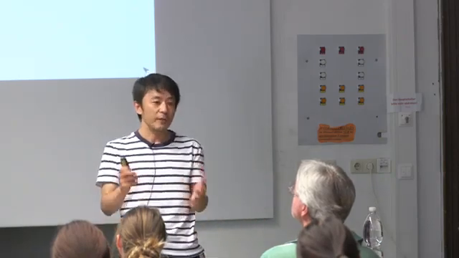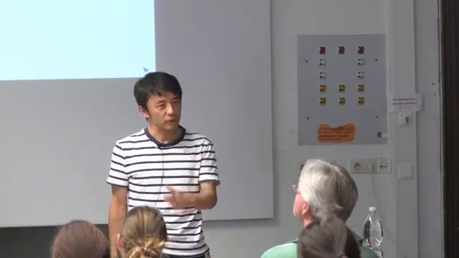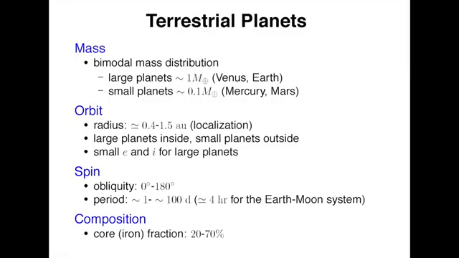So this probability also we like to explain during the course of formation. Let me recap briefly the important properties when we consider the origin of terrestrial planets. They have a bimodal mass distribution, so large planets and small planets, right? And orbits, the semi-major axis, in the inner part of the solar system. So I call this the localization.